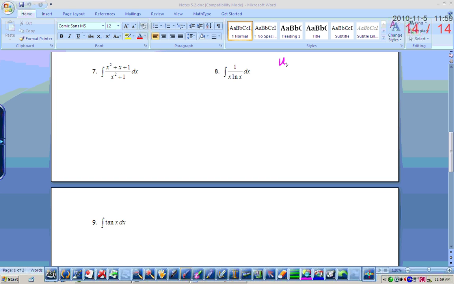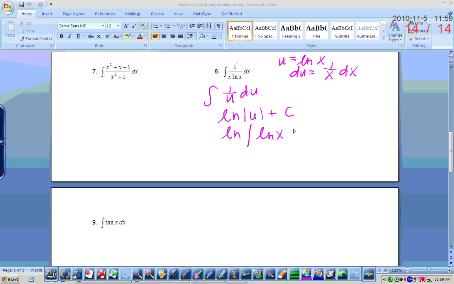What do you want to let u be? The natural log of x. Okay, let's try it. You got to let it be something. So if u is the natural log of x, what's du? 1 over x dx. Do I have that? You sure do. There's your 1 over x dx. So you're really just integrating 1 over u du, which is the natural log of absolute value of u plus c. And u is the natural log of x.